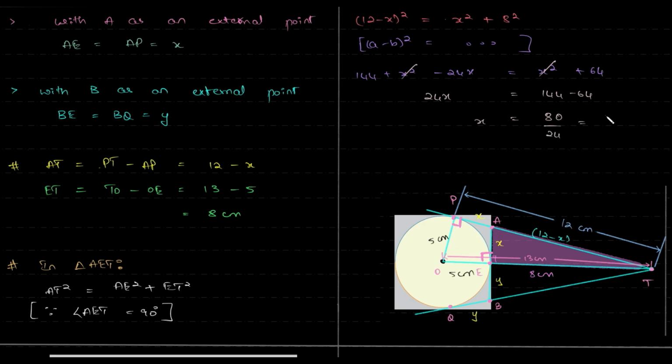So x is equal to 80 by 24, and so this is 20 by 6, and 10 by 3. So x is of length 10 by 3 and this entire length will be of 20 by 3 length. But yeah, we need to prove that. So for that, again, we have to go to the other side and so on and so forth. We can just tell similarly.